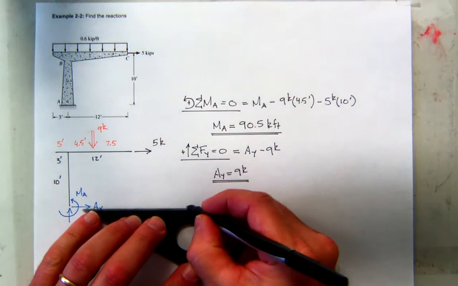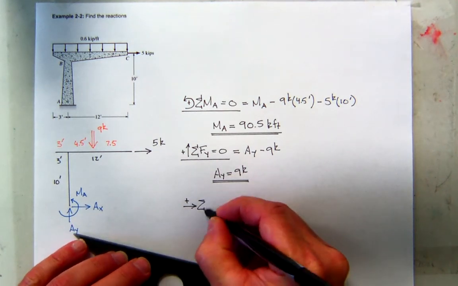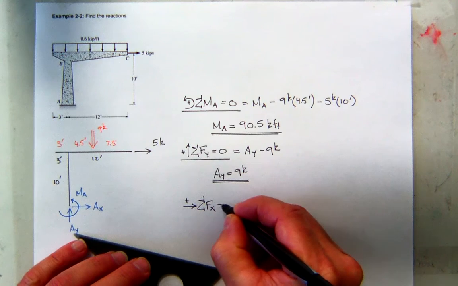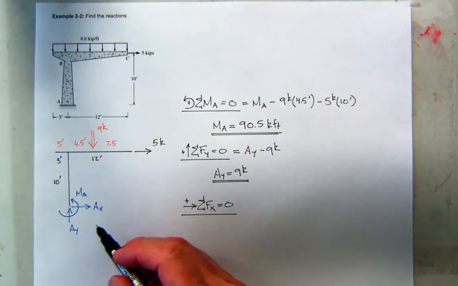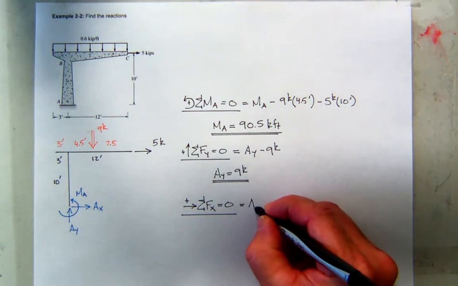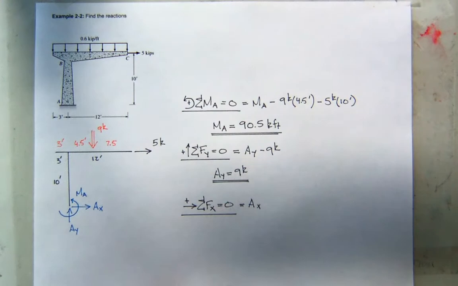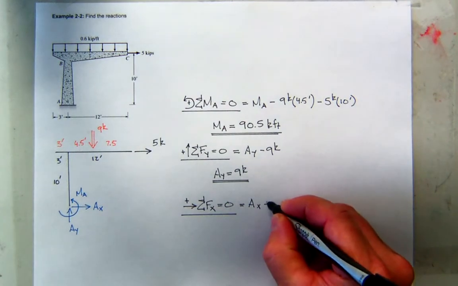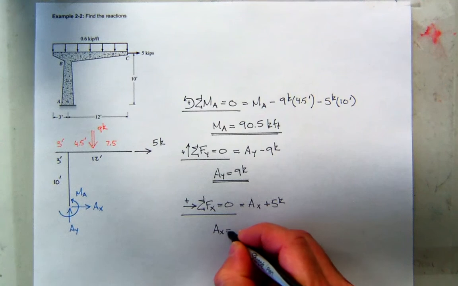And then finally, our last equation in our coplanar system, we're going to sum forces in the x direction. Make sure it's in equilibrium. I'm assuming right is positive. So my AX is positive. And then what else is in the x direction? Oh, this 5 over here on the corner. Is that positive or negative? Positive. So when I solve for AX, I get negative 5 kips.